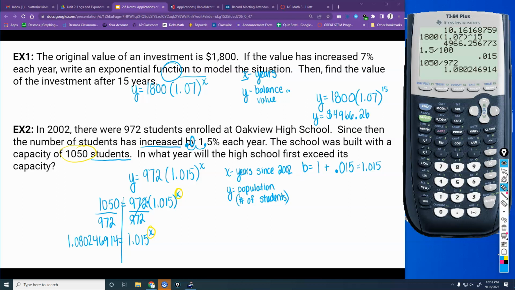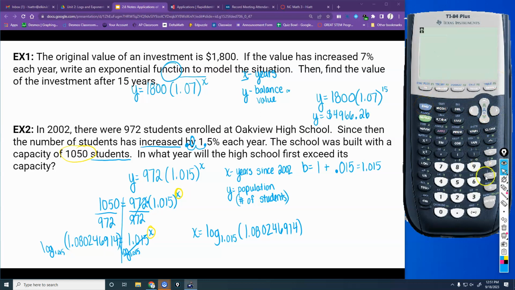I've got to get rid of the 1.015. How do I get rid of that? This is where I log it, right? Because this is 1.015 raised to the power. So to get rid of a base of an exponent, we do log base 1.015. That'll cancel that out over here on the right side. We will do log base 1.015 over here as well. So we would have our x is going to equal log base 1.015 of 1.080246914.